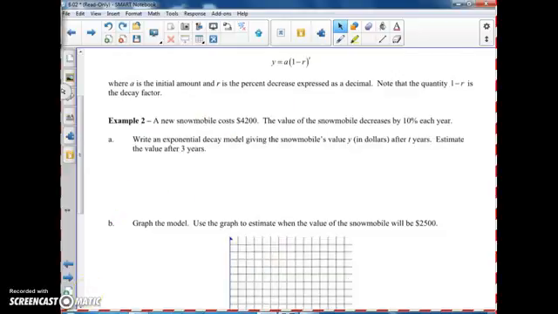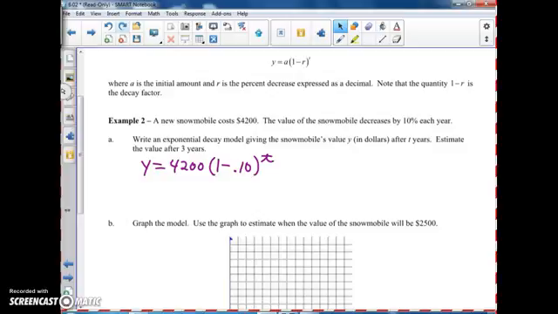Okay, we wanted an exponential decay model, right? So it's going to be what? Y equals 4,200, right? Parentheses 1 minus 0.1 or 0.10, I put it up there, to the what power? To the t power, right? You got it. See, look at that, easy as can be.